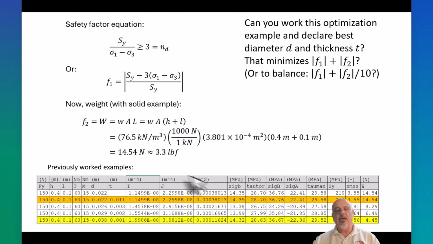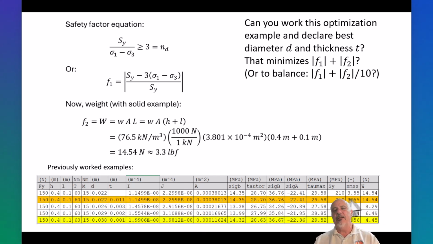Okay, so these were some values that I had put through the ringer before I even considered this class and this optimization. I went ahead and did my fully solid one there and got a factor of safety of 3.55 and a weight of 14.5 newtons. Then I repeated with a tubular version where the diameter is 22 millimeters and the thickness is 11, which would be a solid, right? Because the thickness would leave no hole. So these were the same.